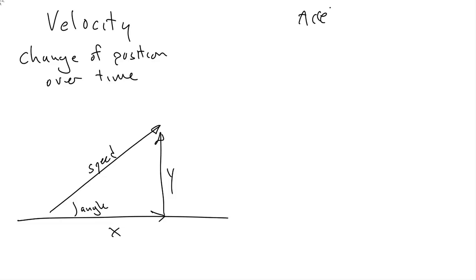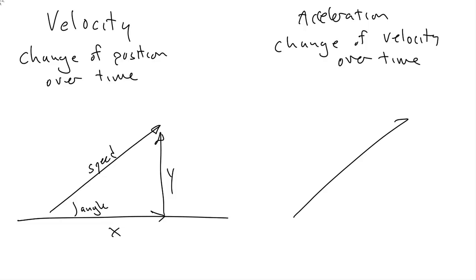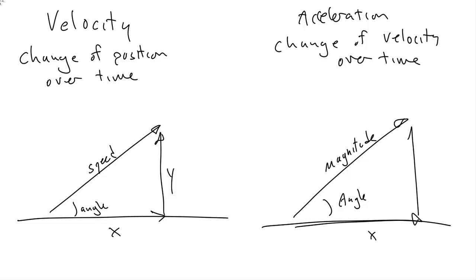Today we'll see that acceleration is the change of velocity over time. It's also represented by a vector, so it has a direction and a magnitude, and it can be represented by two component vectors, x acceleration and y acceleration. And like velocity, there's sometimes some confusion with the term. Maybe it's better to say that there are different meanings of the term acceleration in different contexts.